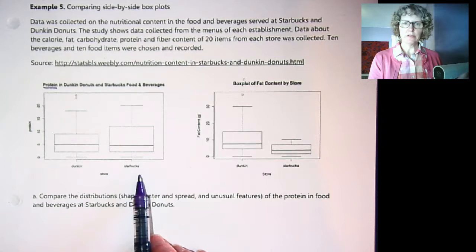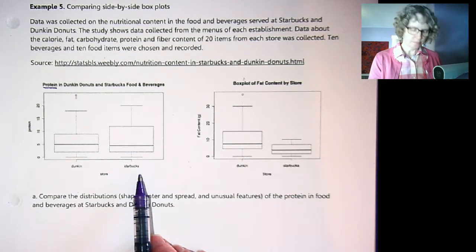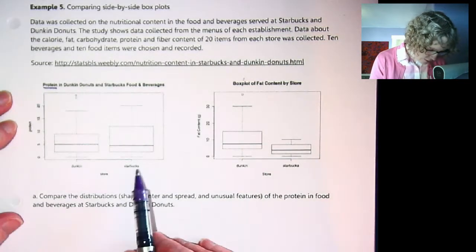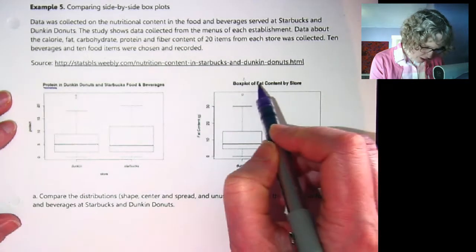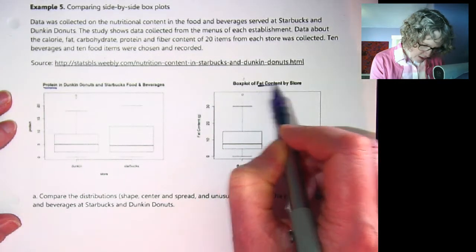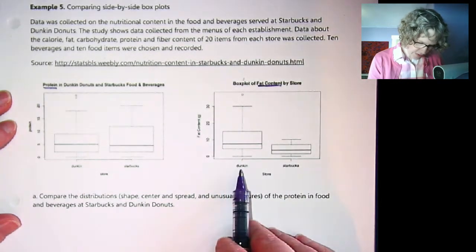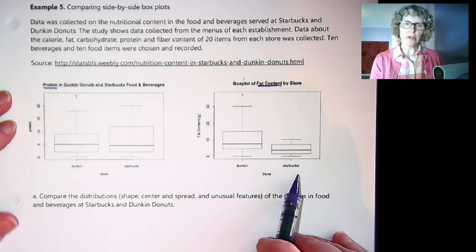Let me see if I can focus that any better. It's just really small. And Starbucks on the right. Okay, and then over here we have the box plot of fat content. Dunkin' Donuts on the left and Starbucks on the right.